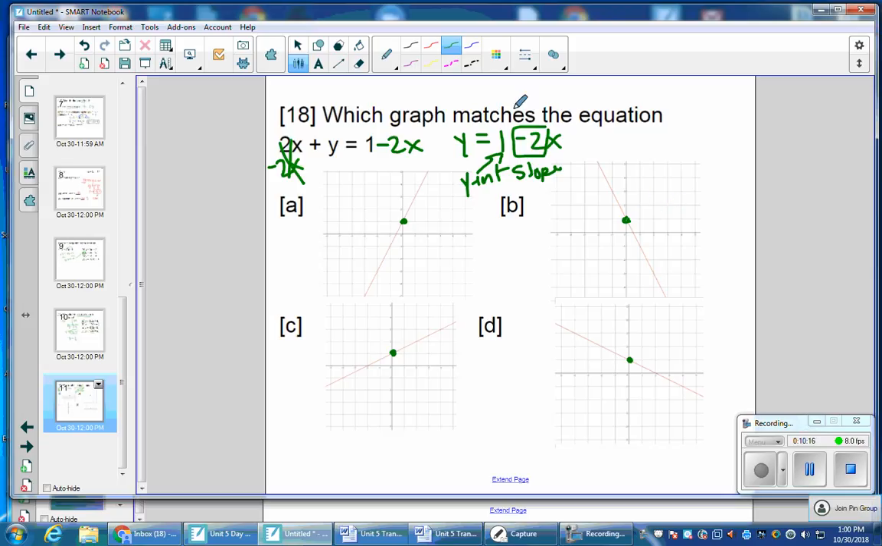Okay? So now I'm looking for negative slope. So I know this one's not negative because it's going uphill. I know this one's not negative because it's going uphill. So now I'm looking for one that goes down 2 over 1. That one does. So if I try this one, down 2 over 1, that one doesn't work. So that leaves me with B for my final answer.